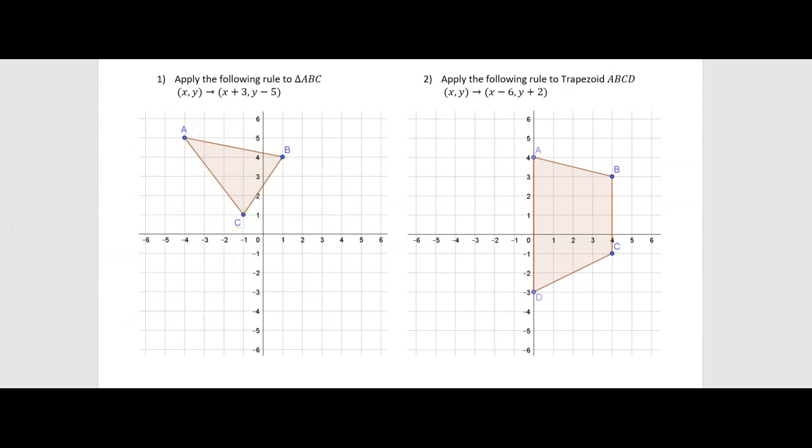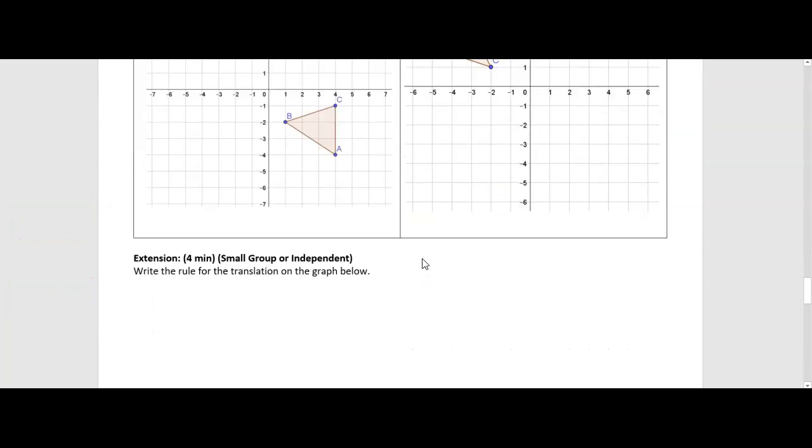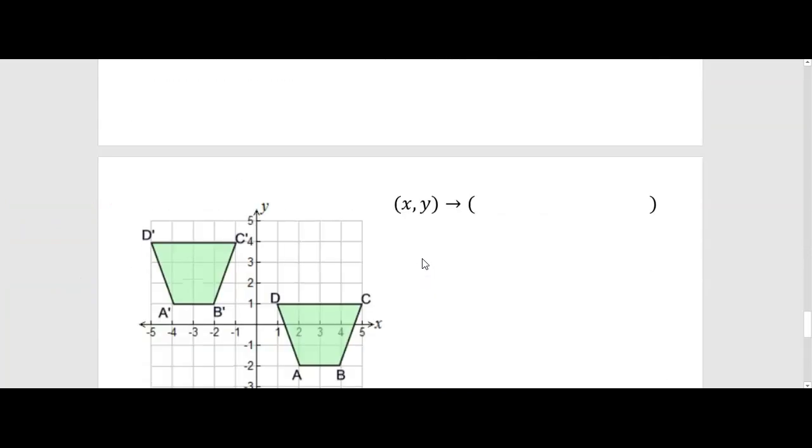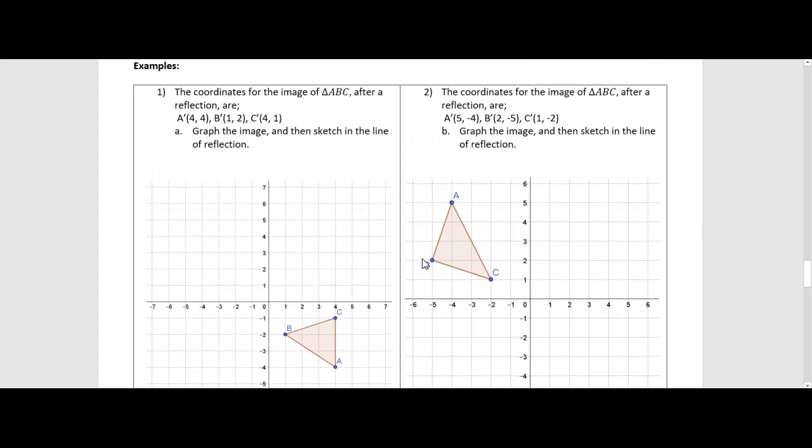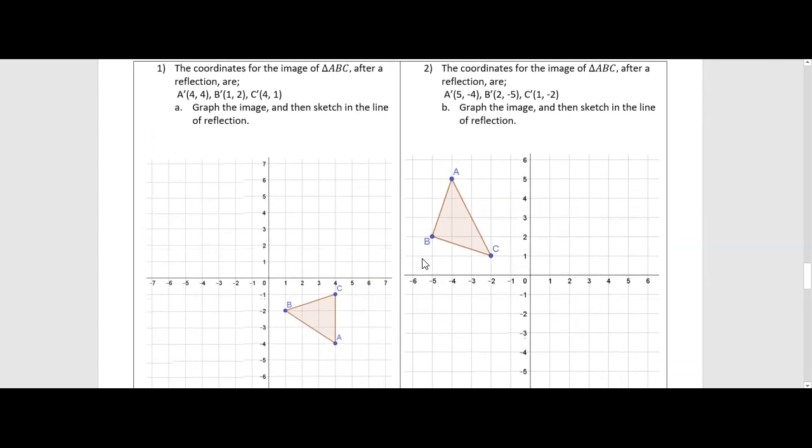We're going to do one more. I want to talk about reflections. Same type of idea. So it says the coordinates for the image of triangle ABC after a reflection are A prime, B prime, and C prime. So it gives us the coordinates this time, so we're just going to label them. 4, 4 is A prime. B prime is 1, 2. And C prime is 4, 1. Then we can connect.